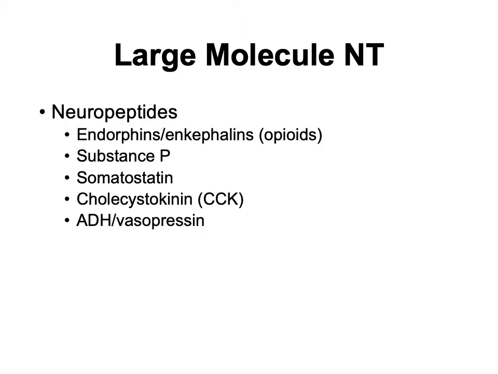lecture. The large molecule neurotransmitters are also known as neuropeptides, and in this class we have endorphins or enkephalins, which are the opioids involved in suppressing pain signals, substance P, somatostatin, cholecystokinin, and antidiuretic hormone, also known as vasopressin. We're really only going to cover endorphins and substance P in this course because somatostatin, cholecystokinin, and ADH are also hormones, and we'll cover information about those chemical messengers in the endocrine system.